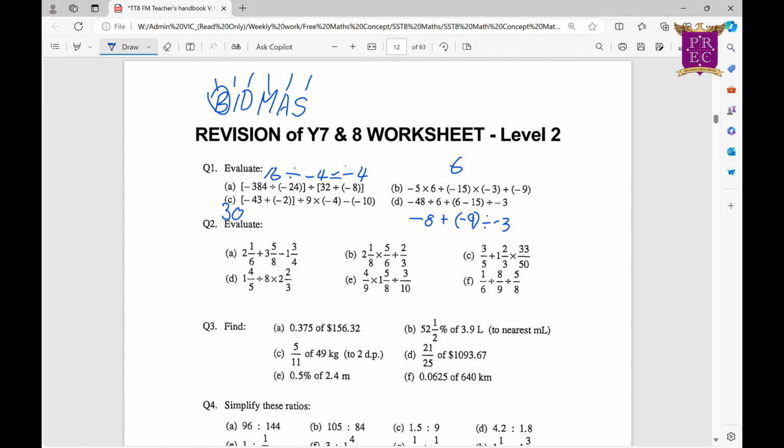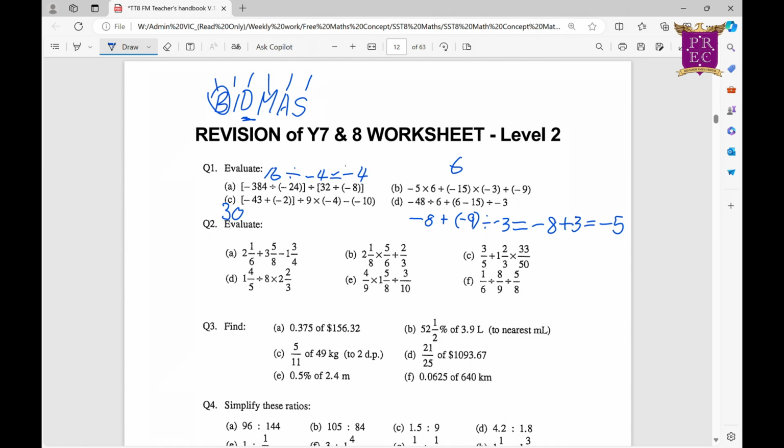Hold on, let's see if we did it right. 6 minus 5. Hold on, we don't do addition first, see? We do division first. So over here division takes precedence, so we do division first. Negative 9 divided by negative 3 gives us just positive 3, so we're left with negative 8 plus 3, which gives us negative 5. So the answer for D is negative 5. I'll do the first one with you guys and then the last one as well.